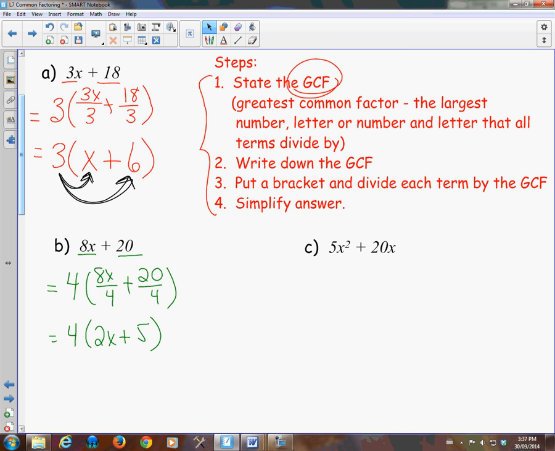check your answer. Oh, there goes the PA. I guess you'll hear the announcement. So 4 times 2x would be 8x, and 4 times 5 would be 20, so I know I'm right.